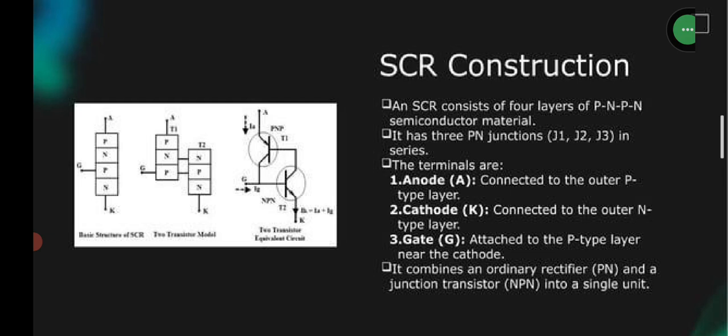Anode is connected to the outer P-type layer. Cathode is connected to the outer N-type layer. Gate is attached to the P-type layer near the cathode. It combines an ordinary rectifier and a junction transistor in a single unit. SCR acts as a rectifier and a transistor.